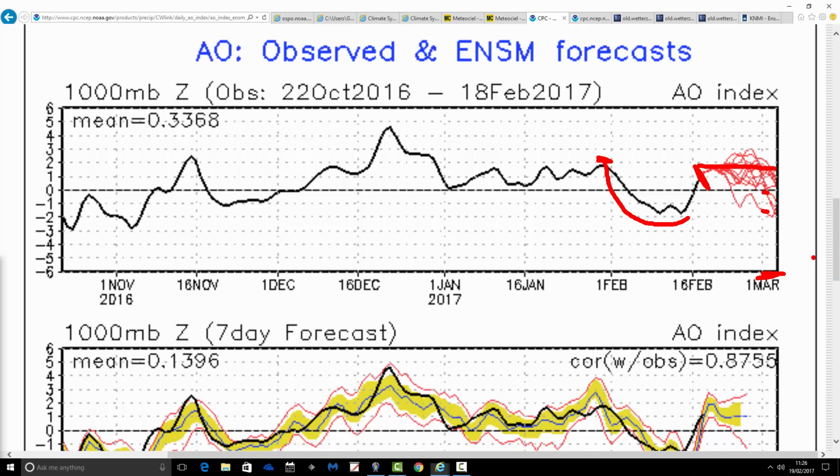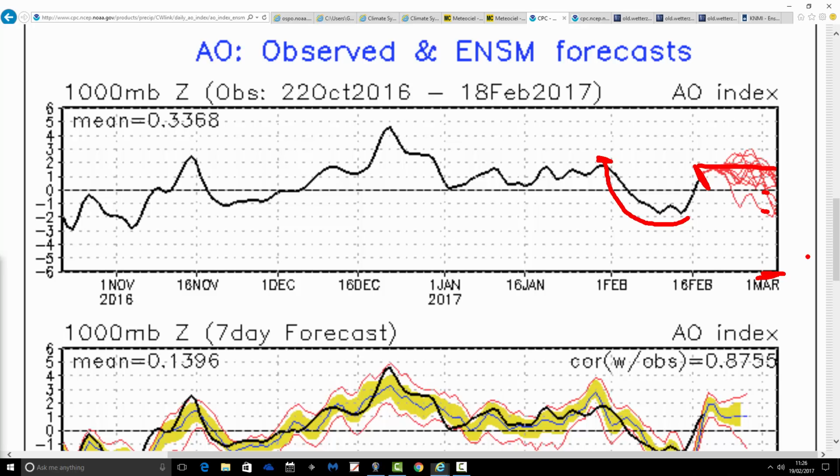Actually, yesterday evening we had a couple of really cold GFS operational runs showing up for the start of March. At the moment, they're just in isolation. It's certainly not what the GFS ensembles are trending towards.